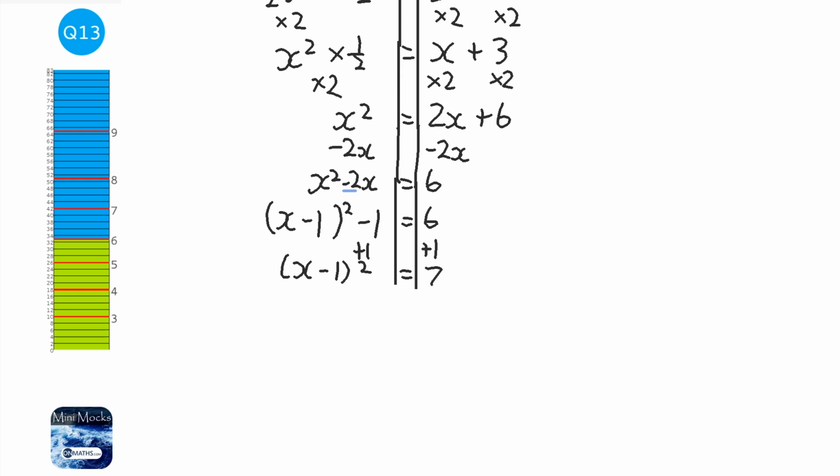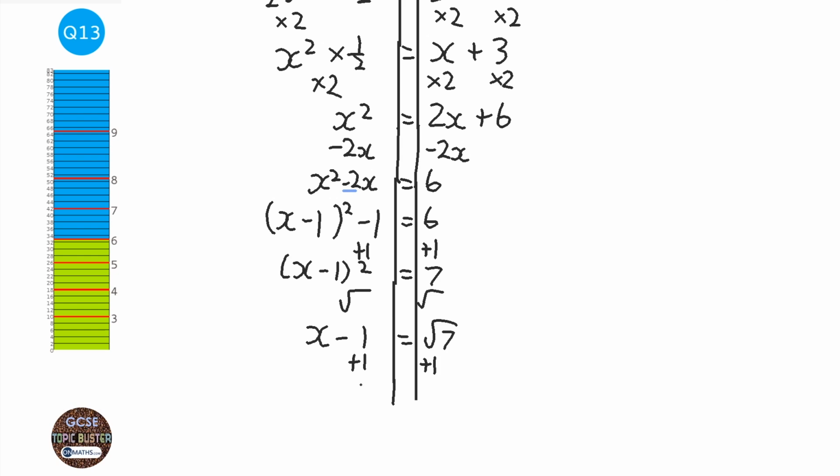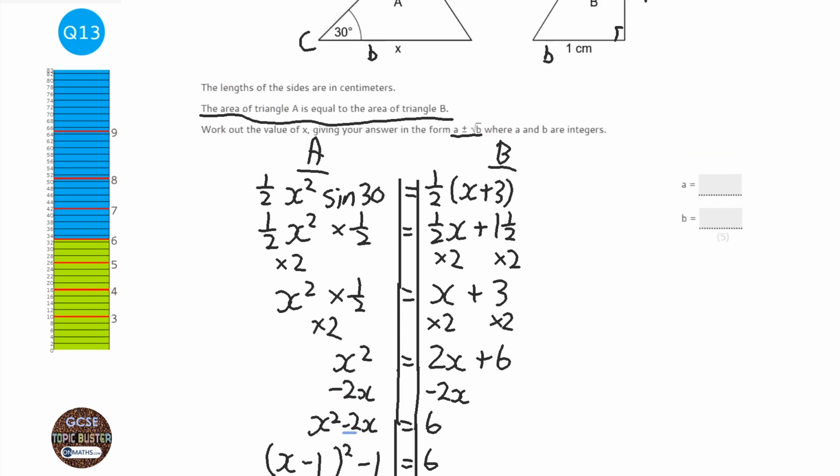Extend my lines even more. We're nearly done though. We're going to square root both sides, so it's going to be x minus 1 equals root 7, and then we're just going to add 1 to both sides. So x equals 1 plus or minus root 7. Now the reason that plus minus is there is when you square root a number you get a positive and a negative answer. So our answer is a will be 1 and b will be 7.